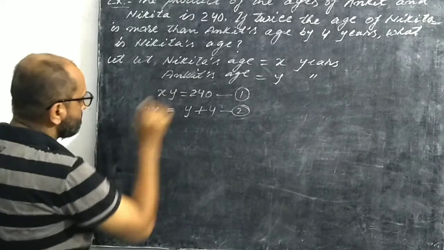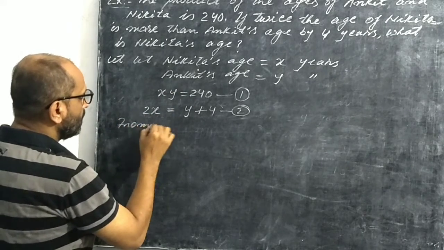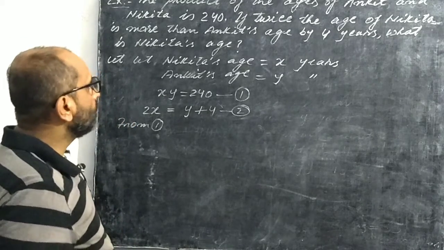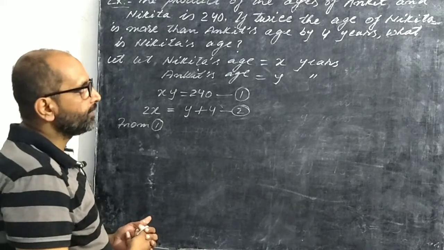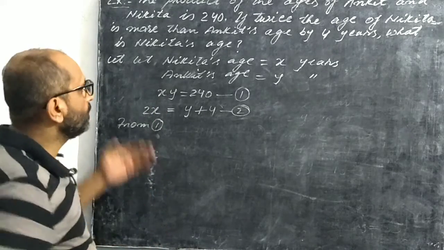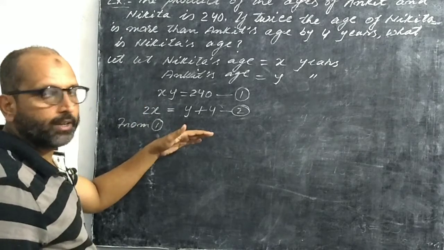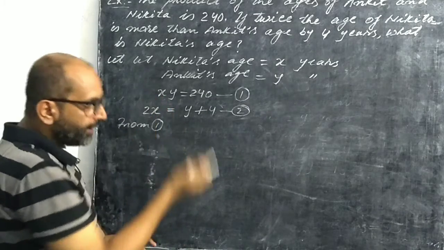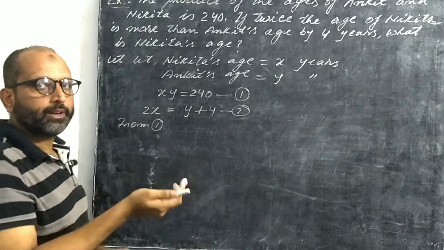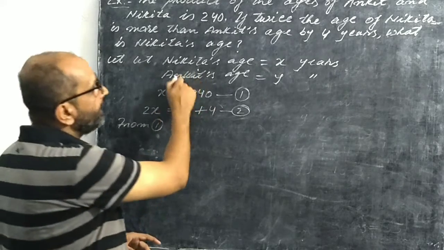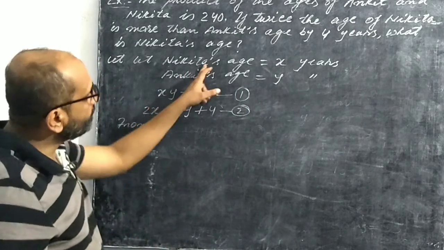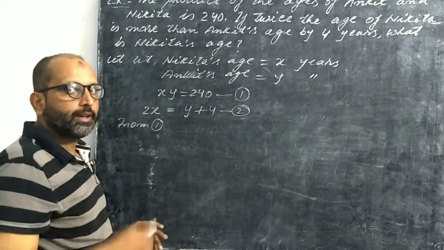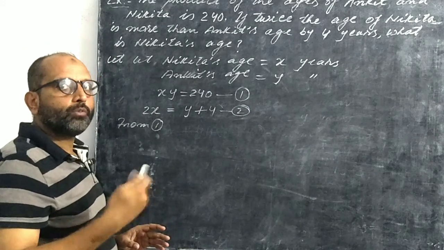Now what we have to do, from 1, we have to find out the value of y in terms of x. And here we may also find the value of x in terms of y. But how to decide? It is better to take the value of that variable in terms of the other variable which is not required. Suppose y is required because y is Ankit's age. Y is not required, sorry. Here x is required because x is Nikita's age, and in our problem Nikita's age is required. So we need to find out x. So it is better to take the value of y in terms of x.